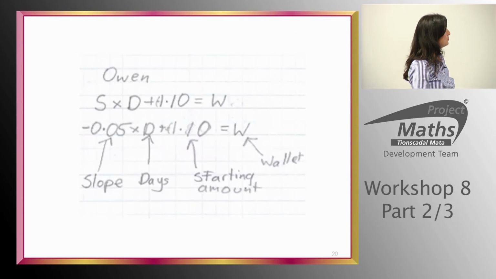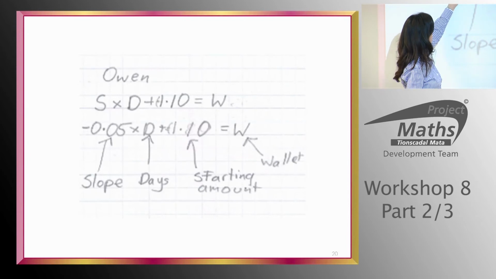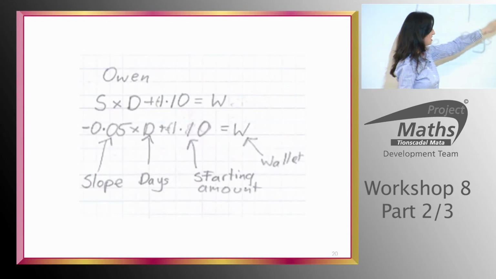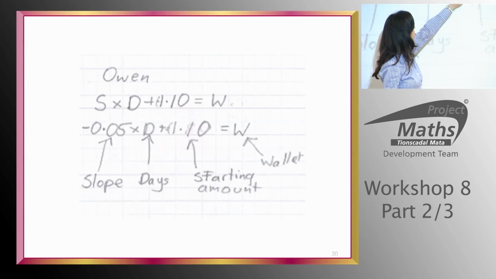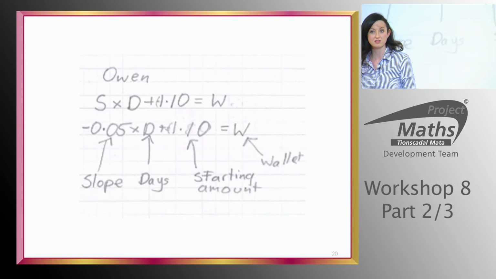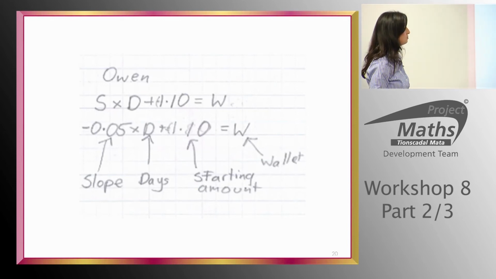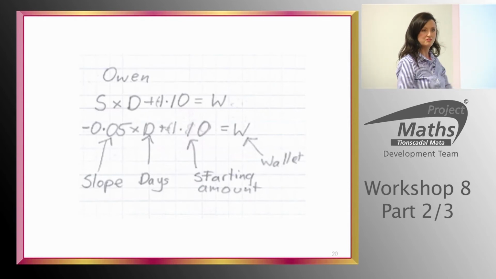Okay, and here we go. Here's somebody from a project school, and isn't it so cute with the label and everything? So this is brilliant work. Here's the slope for Owen, minus 0.05 times the days. Brilliant. Starting amount is €1.10. And when you take the €1.10 and you minus the 5 times a day, you get what's left in the wallet. So that's some brilliant work. And you can see a student like this, they're going to bounce into calculus no problem if they're doing that kind of thinking in first and second year.